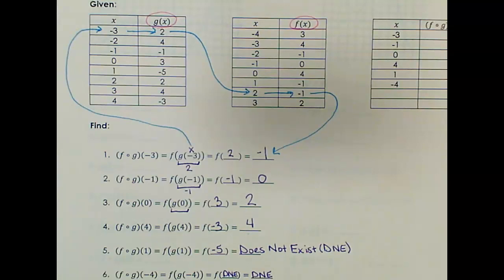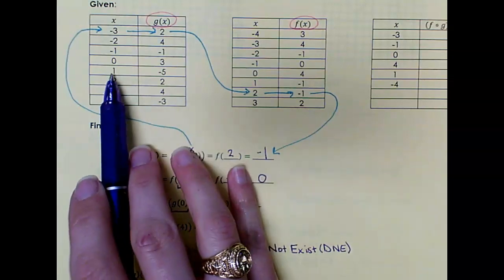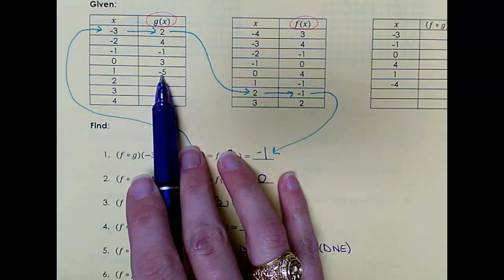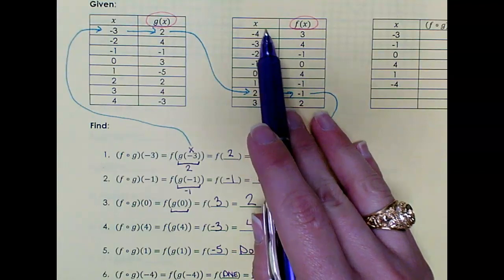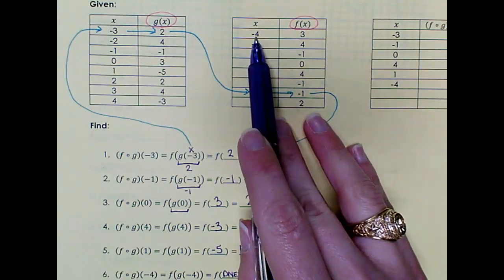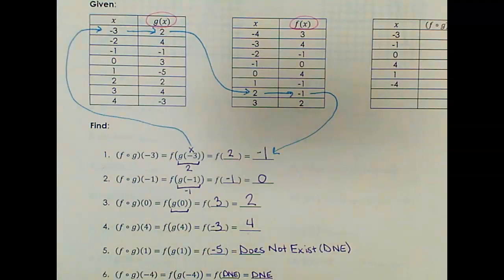However, when you got to number 5, it probably started out just fine. If you go find x of 1 in the g function, so here's x of 1 in the g function, you get -5. But when you try to evaluate f of -5, well, there's no -5 here. The lowest number we have is -4. So that means that we don't have an answer. The answer does not exist with our data. And so to abbreviate that, you can use DNE for does not exist.